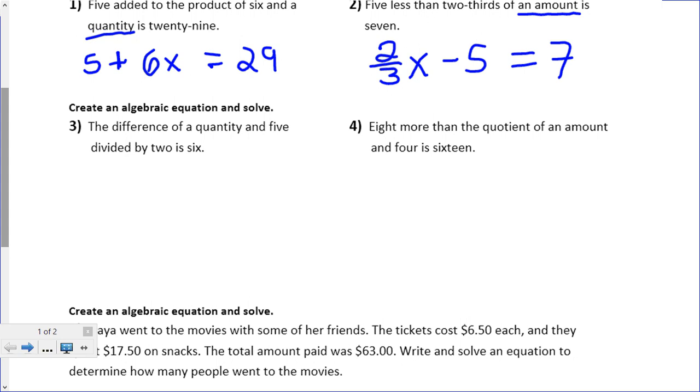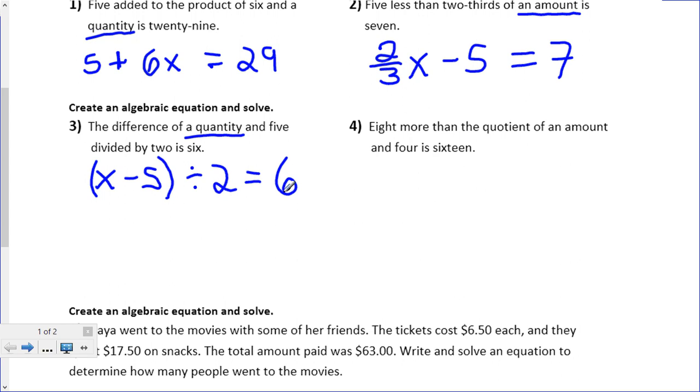Okay, now the directions say create the equation, but also solve it. So once we create it, we're going to solve it. Now the thing we don't know here is the word a quantity. So I'm going to underline that. And we start off by saying the difference of a quantity and 5. Difference means subtraction. So I'm going to do x minus 5. Now, the next thing it says is this thing divided by 2. We have to make sure we always put sums and differences in parentheses. So the difference, this thing in parentheses, divided by 2. Now, the word is, that becomes the equal sign, 6.